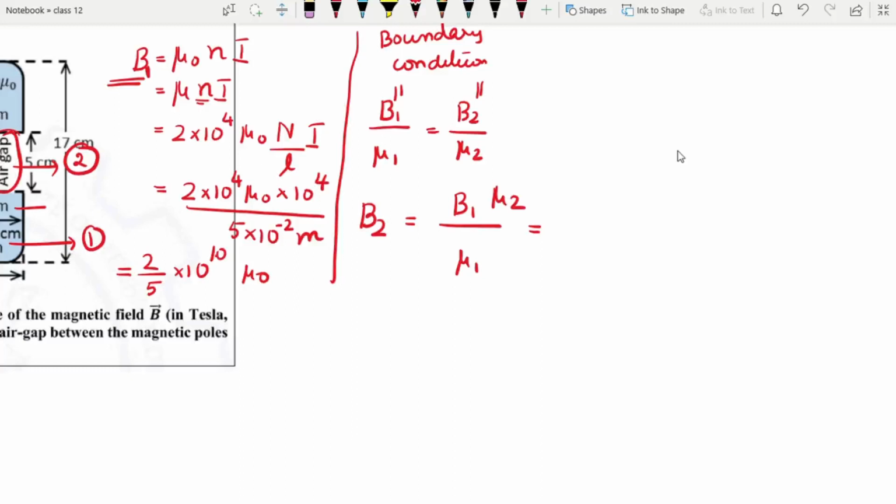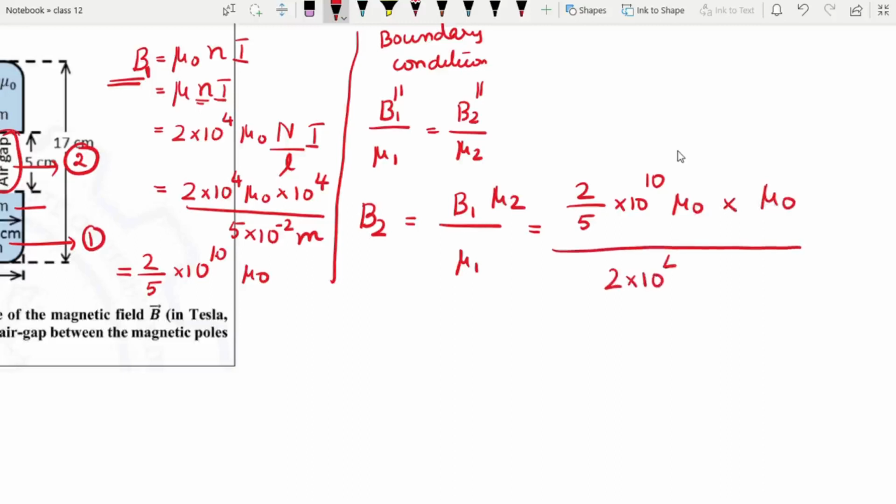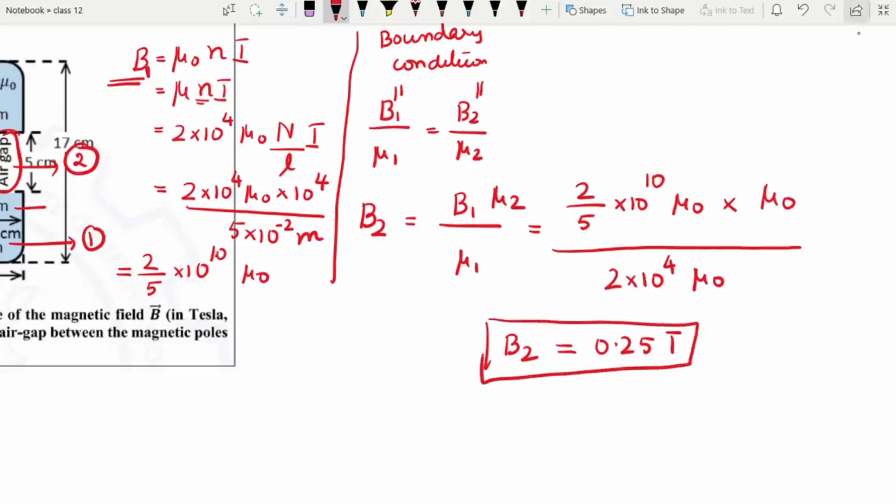B1 is 2 divided by 5 into 10 raised to 10 mu naught, into mu2 value, which is simply mu naught, divided by mu1, which is 2 into 10 raised to 4 mu naught. So by simplifying this, we will be getting 0.25 Tesla. So the magnetic field in the air gap is 0.25 Tesla.